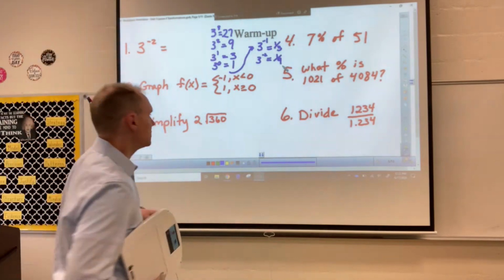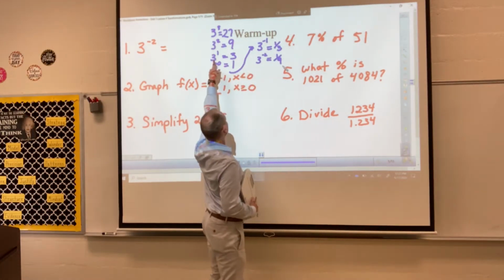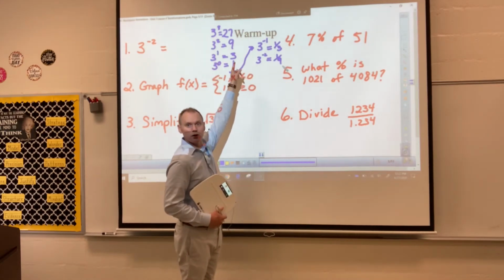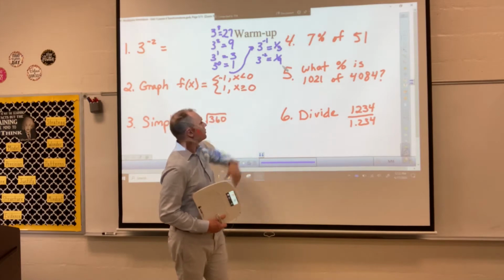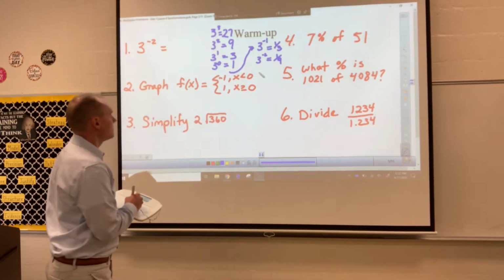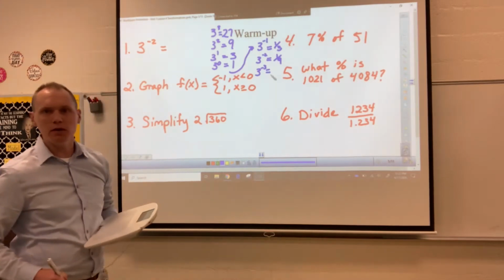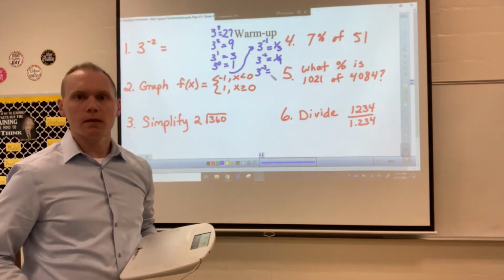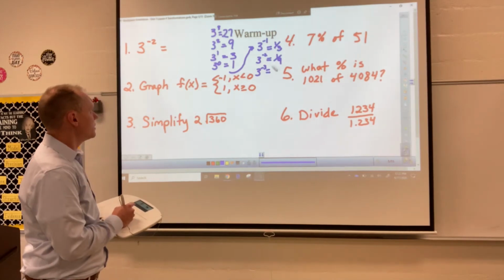One thing you might notice is 3 to the negative 2 is the reciprocal of 3 to the positive 2. Do you see that? So if we were to go on and look at 3 to the negative 3, what do you think that would be? Yeah, of course, it would be the reciprocal of 3 to the positive 3, so it would be 1/27.